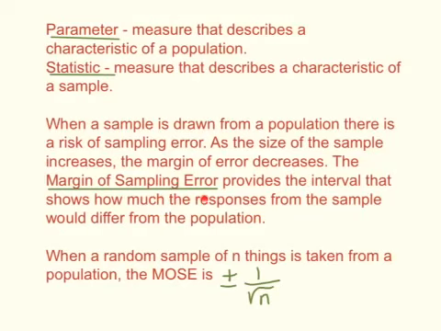And this margin of sampling error provides an interval that shows how much the responses from the sample would differ from the population. So you take whatever piece of data, the mean, median, or the mode, usually the mean, and you would calculate its measure of sampling error. And that is calculated by adding and subtracting 1 over the square root of n. N in this case would be the number of things that you are taking a sample of. Again, the higher the sample, the lower this number is. And you'll see that as you do some problems today.